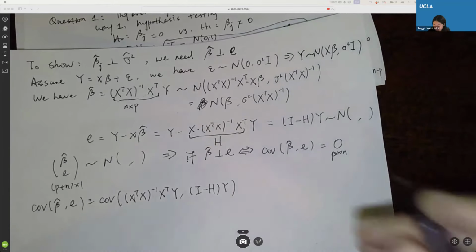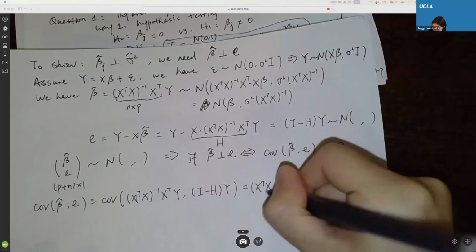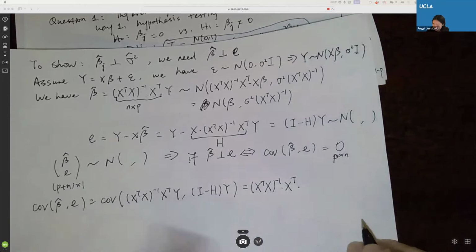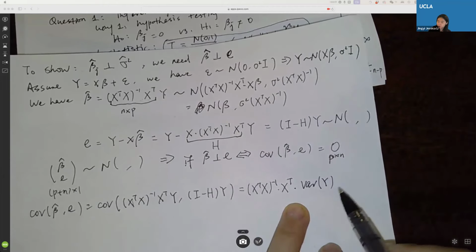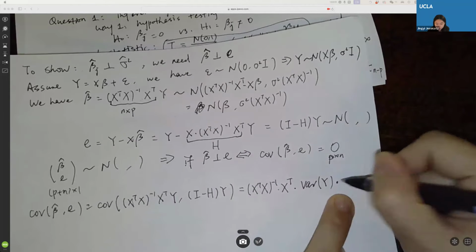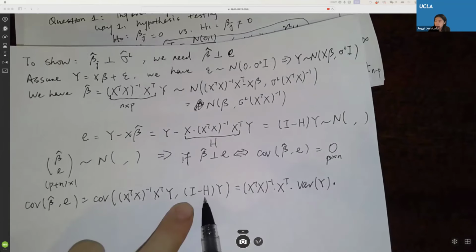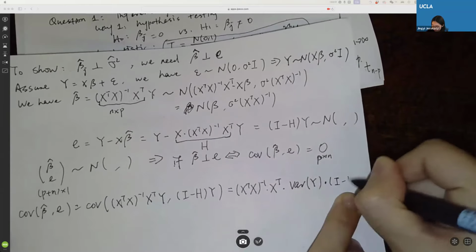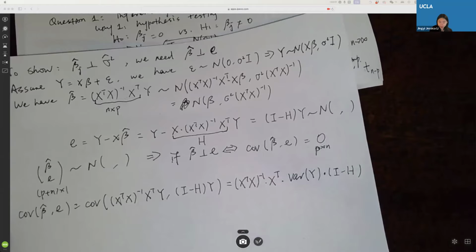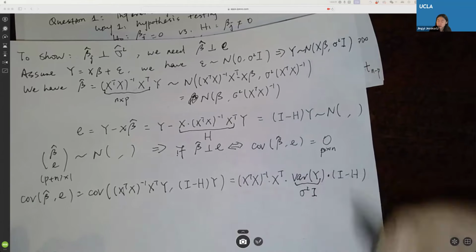So essentially, we can show that this is equal to the left matrix X transpose X inverse X transpose times the variance covariance matrix of Y itself, the n-dimensional covariance matrix of Y, times I minus H. We should have the transpose, but because of the symmetry of I minus H, its transpose is itself. So I put I minus H here.